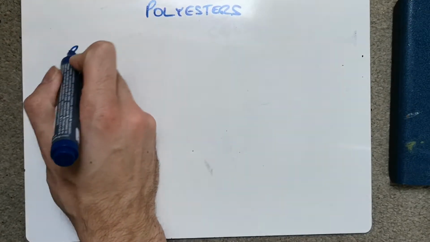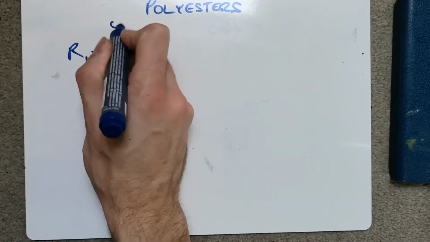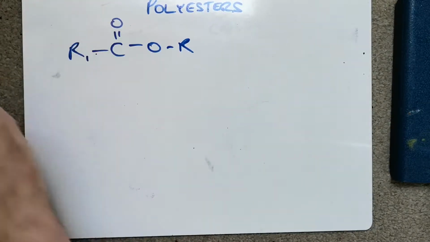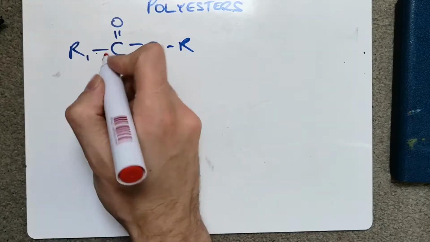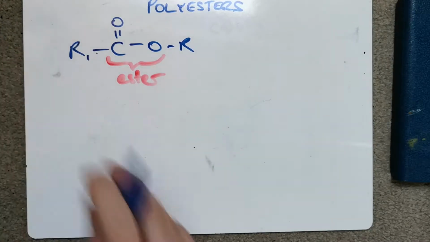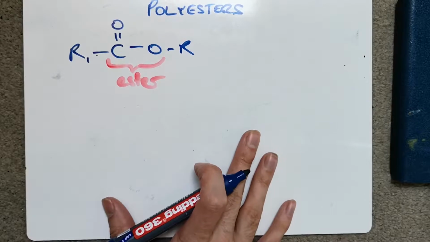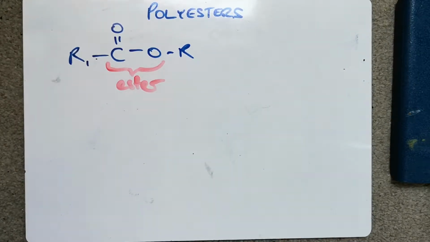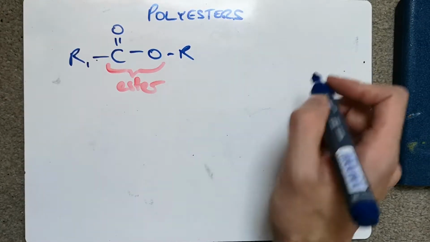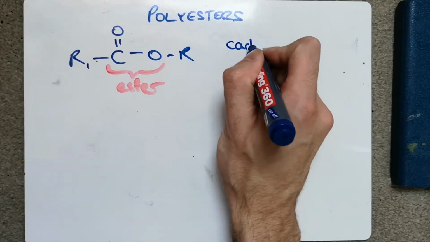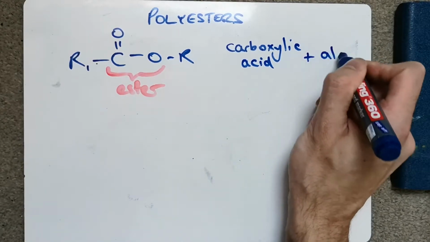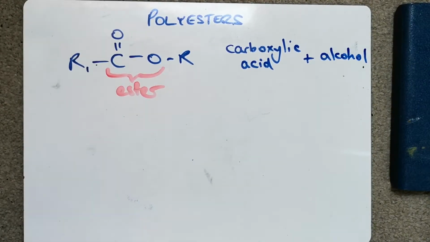So we'll get a polyester all based around this functional group in this bond here, which is an ester bond. So one of the things you've got to be able to remember is what two things come together to form an ester bond, and you should be shouting out to me a carboxylic acid and an alcohol. I'm going to show an example of that now.